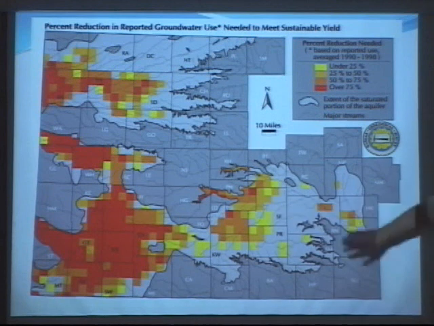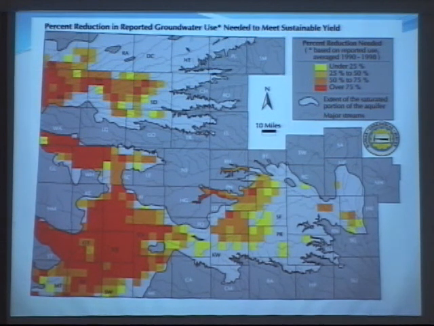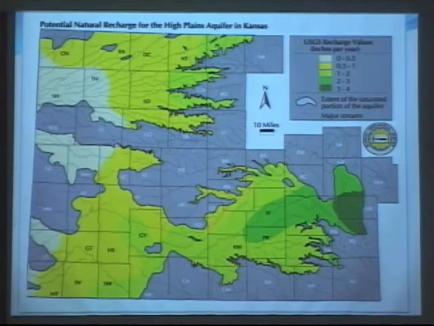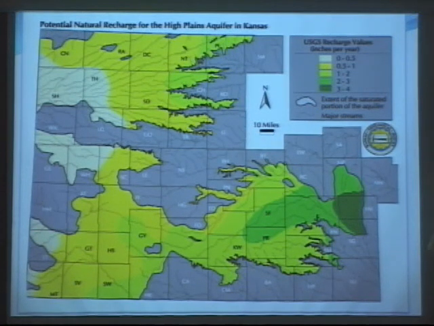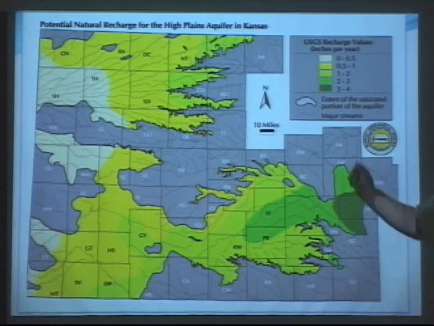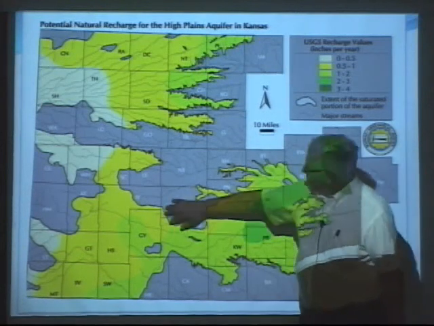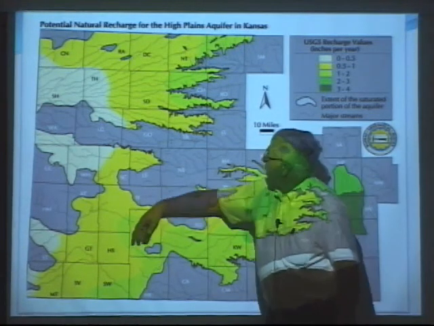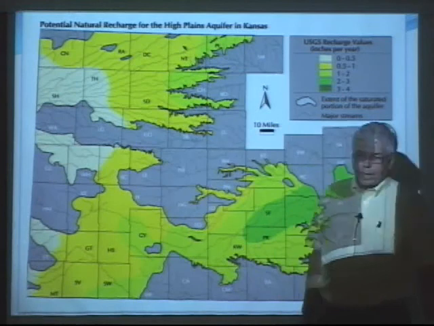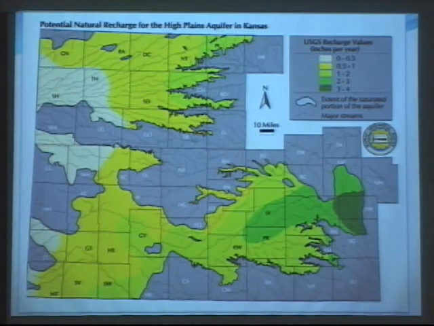The folks further east have a better situation in regards to that. The amount of recharge, just natural recharge from rainfall, the yellow and the pale yellow are less than an inch. So out around Garden City, all of this further west gets less than an inch of recharge. But in the eastern areas, 2 to 4 inches of recharge a year. So that's a more significant amount.